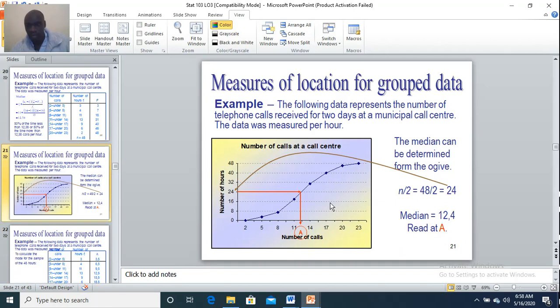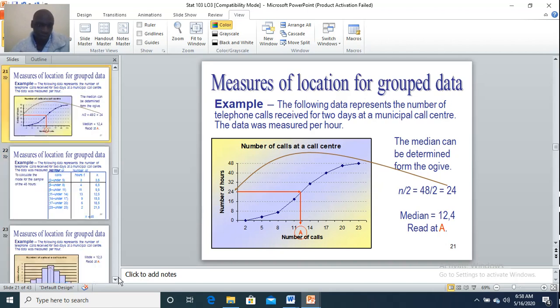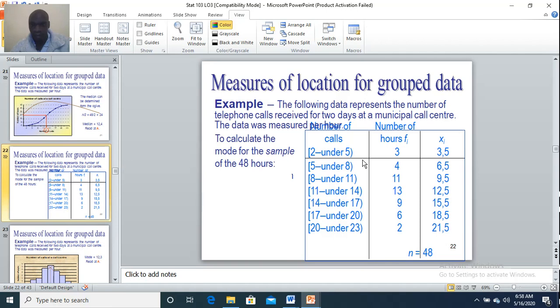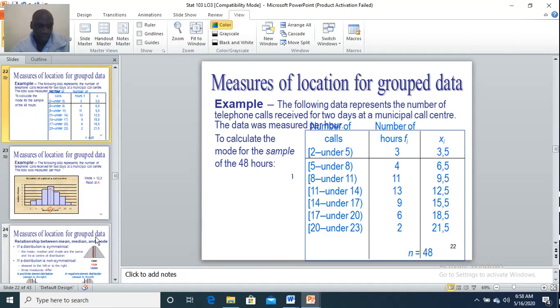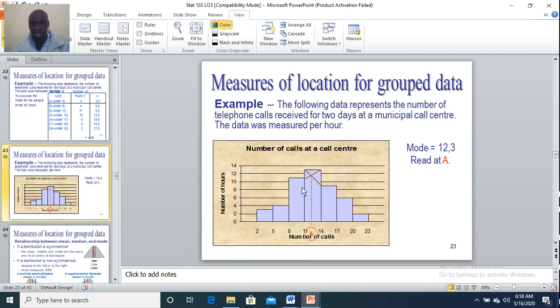So we plotted this. This is our cumulative from the previous. Then again, we use the same data that we did for the mean. Now we may want to draw a histogram from this. So it's 2 to 5, the frequency is 3. 5 to 8, the frequency is 4, like this.